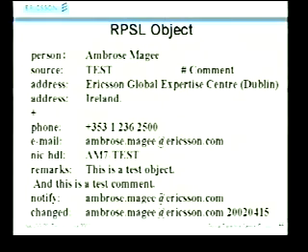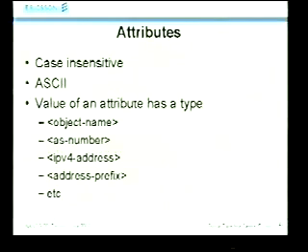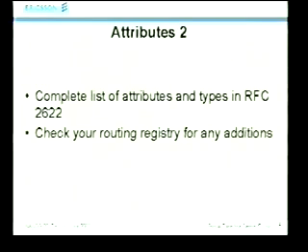Attributes. Well, they are case-insensitive ASCII characters. The value of an attribute has a type. It can be an object name, an AS number, an IPv4 address, or an address prefix. All these are defined in the RFC. A complete list of attributes and types is in RFC 2622, but check your routing registry, I mean the database, for any additions. There's one database, I'm not mentioning any names, which has put in a whole lot of stuff of its own.